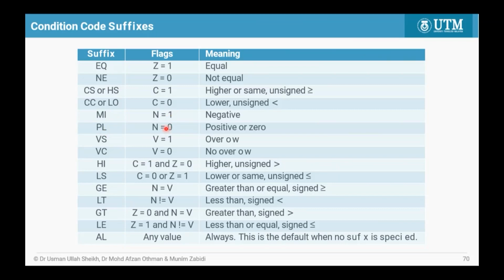For overflow and non-overflow, you can use the suffixes VS and VC. If V equal to 1, you know that overflow occurs, and VC is V equal to 0, so you know that there is no overflow. And this is another comparison for high and low, but this is higher and lower or same. This is for the unsigned number.